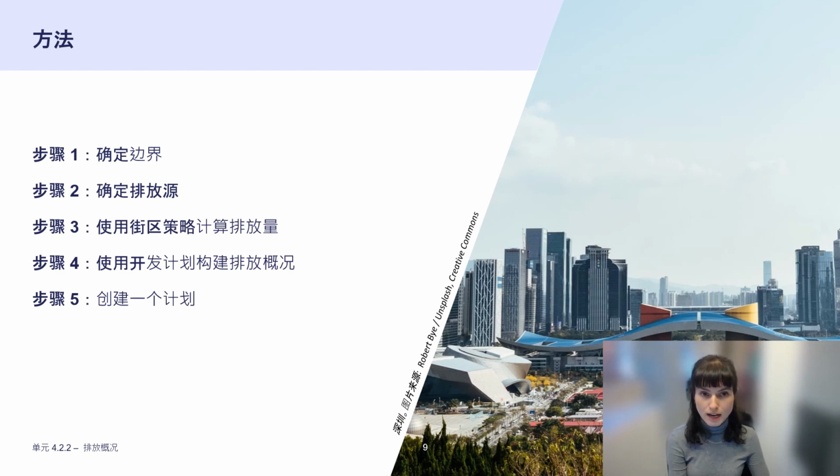Step 5. Create a plan. Agree a plan to regularly update the emissions profile. In operation, use monitored data to calculate the annual operational emissions. Post-construction, recalculate embodied emissions using actual material quantities and environmental product declarations.